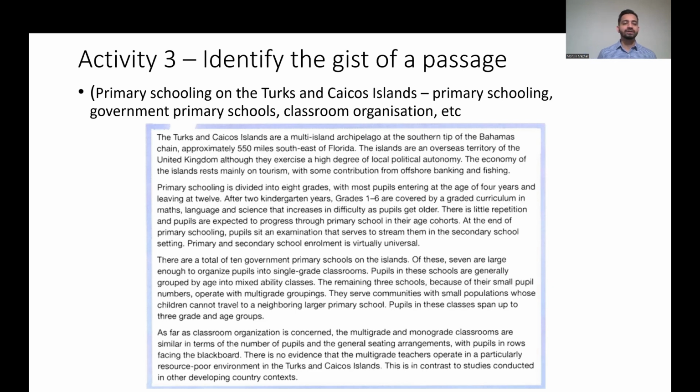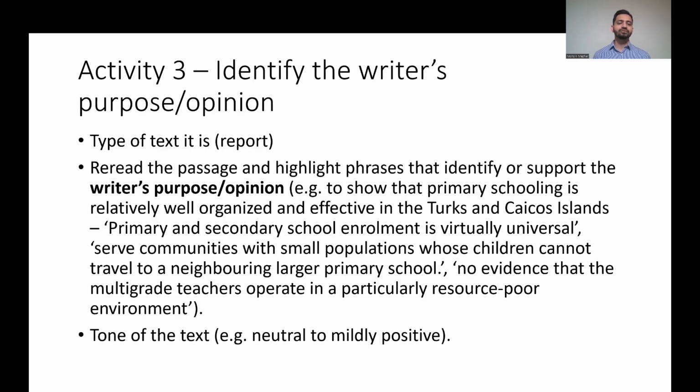And the way to do it is, when you read this article, and we have already done that in detail, you would come across the gist of this passage: primary schooling on Turks and Caicos Islands. Primary schooling, government primary schooling, classroom organization, etc. This will be the gist for your paragraph. So if you look at the type of text, it's actually a report, right?